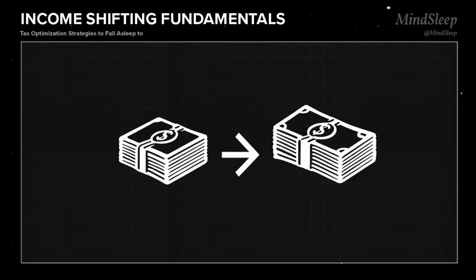As we delve into the intricate world of tax optimization, we begin our journey with the fundamental concept of income shifting. This strategy, rooted in the very fabric of tax policy, has been a cornerstone of financial planning for generations. At its core, income shifting suggests that by strategically allocating income across different tax brackets or entities, one can potentially reduce their overall tax burden.